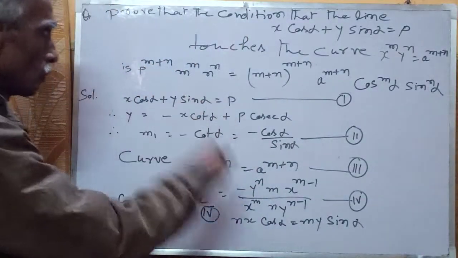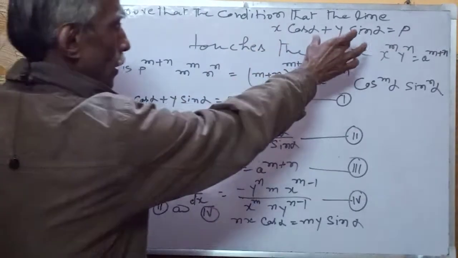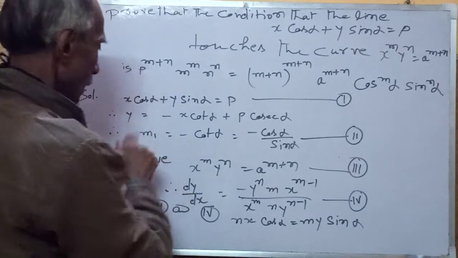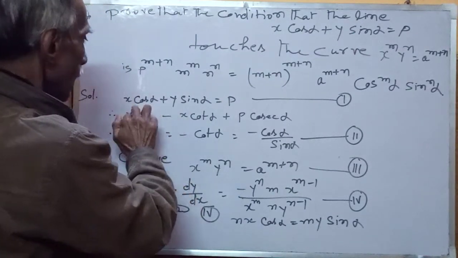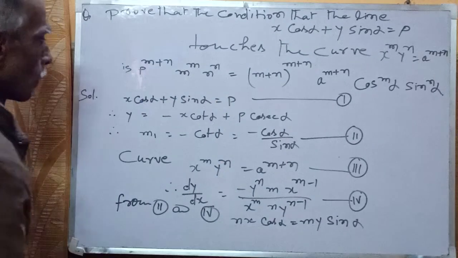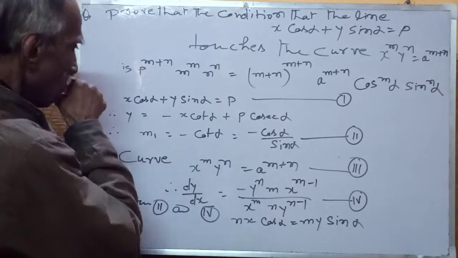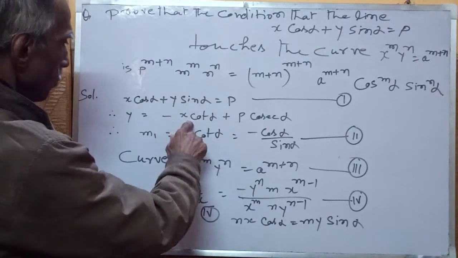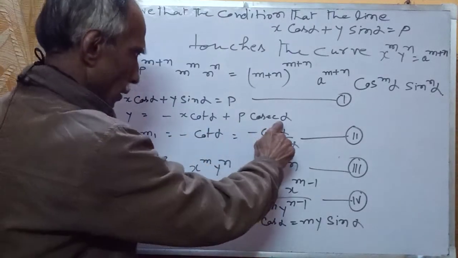For the solution of this sum, first you have to find out the gradient, or slope, of this straight line. From the equation x cos alpha plus y sin alpha is equal to p, divide this equation by sin alpha. You will get y is equal to minus x cot alpha plus p cosec alpha.